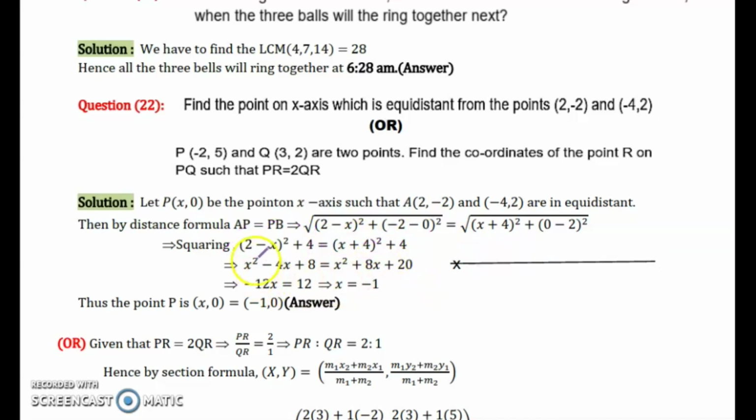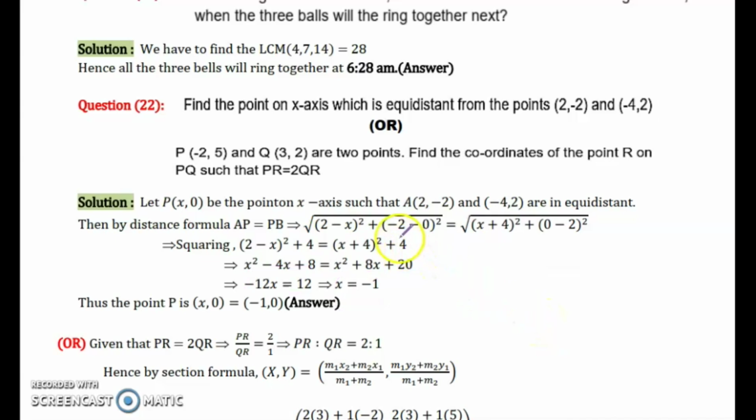Therefore ultimately, from the left hand side and right hand side, x square will be getting out. If you simplify the terms, what happens here? 12x is equal to minus 12, that means x is equal to minus 1. Therefore what is the point here? The point is observed to be (-1, 0).